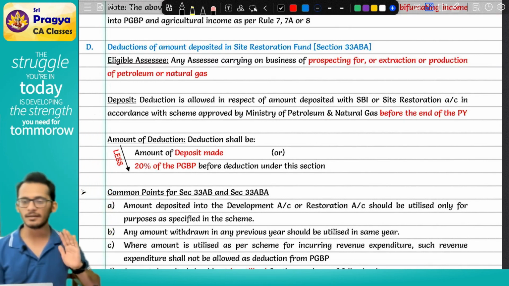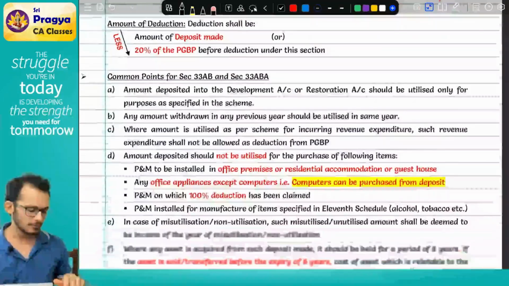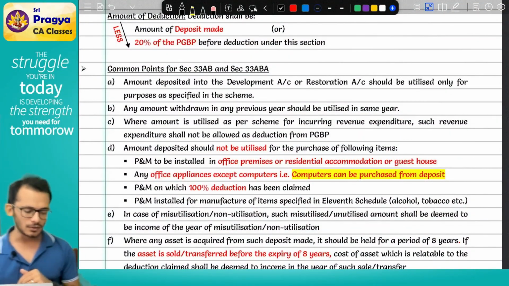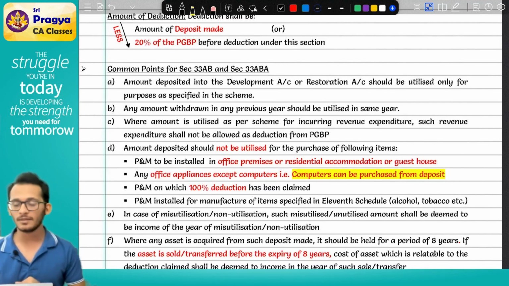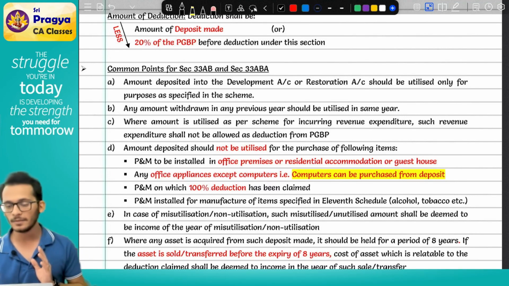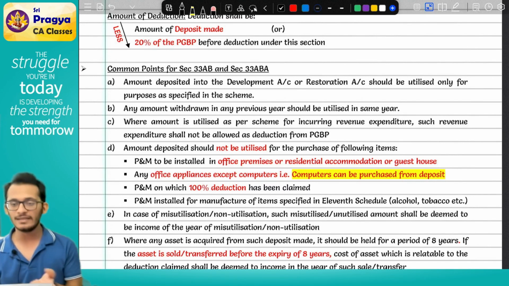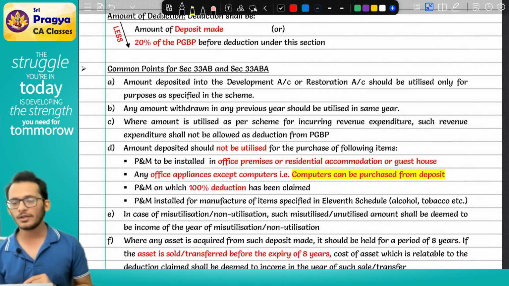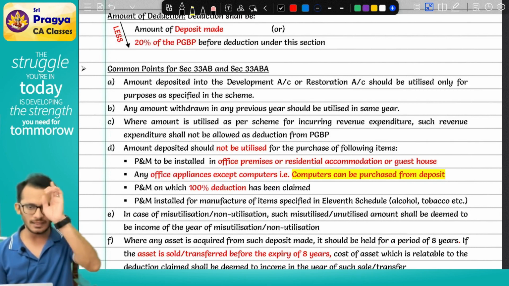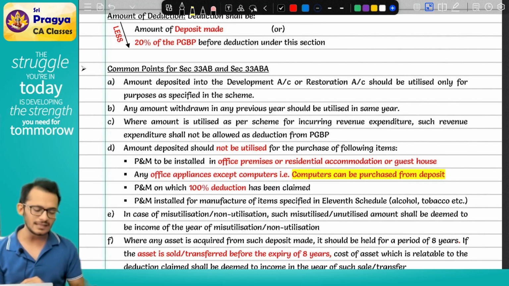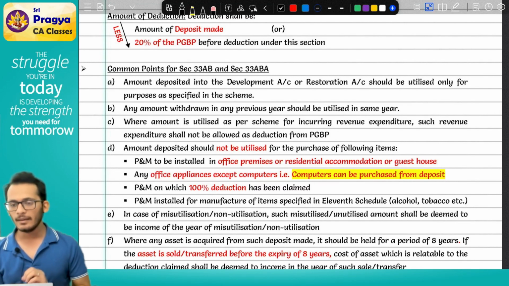Yes. Read. It says, amount deposited in the development account or restoration account shall be utilized only for the purpose given in the scheme. Any amount withdrawn in any previous year should be utilized in the same year. I should not withdraw the money and say I will use it in the future. That year itself you have to utilize. Where the amount is utilized as per the scheme for incurring revenue expenditure, such expenditure cannot be allowed as PGBP.